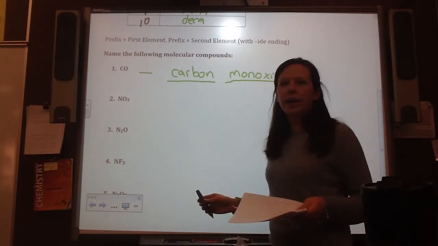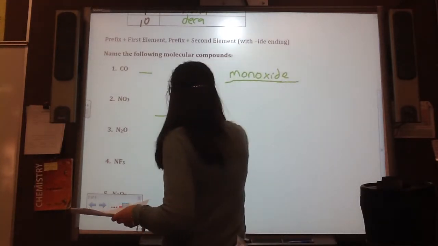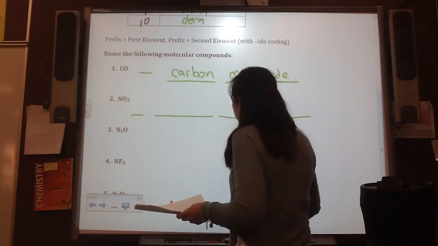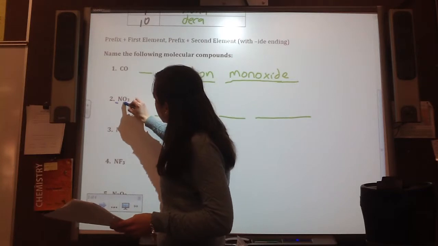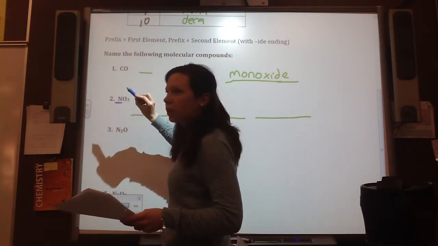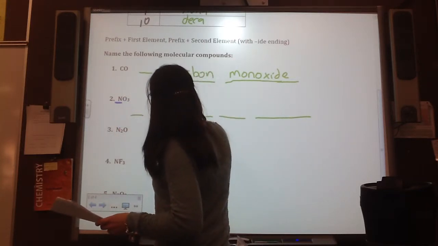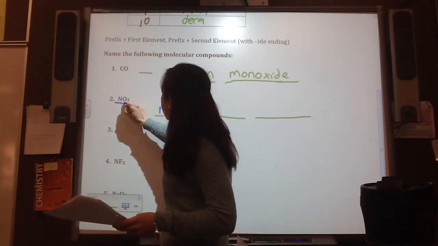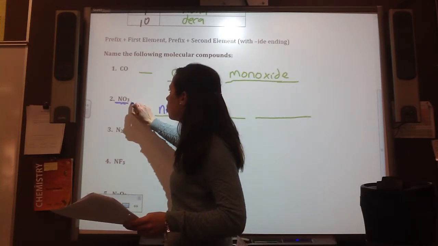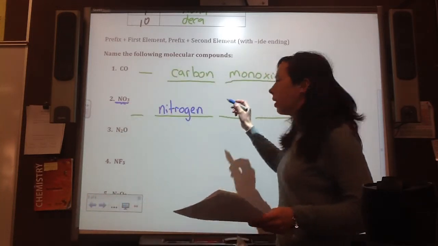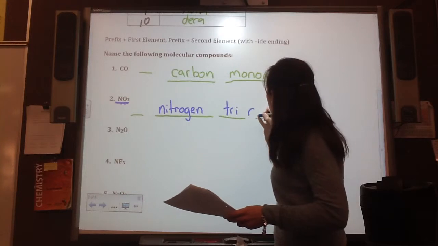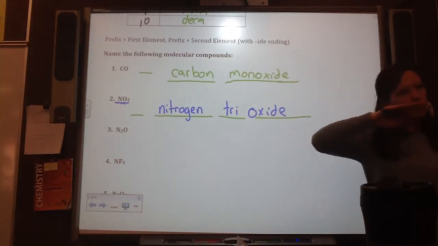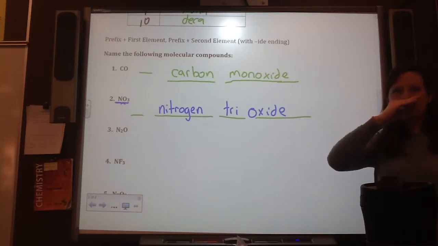Okay, so let's try the next one. So we have the prefix with the first element, then the prefix with the second element. So, do I need a prefix for this? No, because there's just one. So I'm going to say it's nitrogen. And then I need a prefix for my O. How many O's do I have? 3, yeah. So I go nitrogen trioxide. Now you put this all into one word. I'm just writing 2 lines to kind of show you.